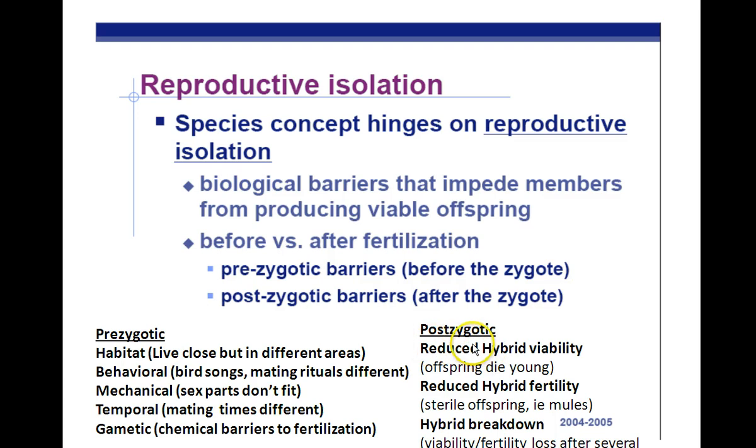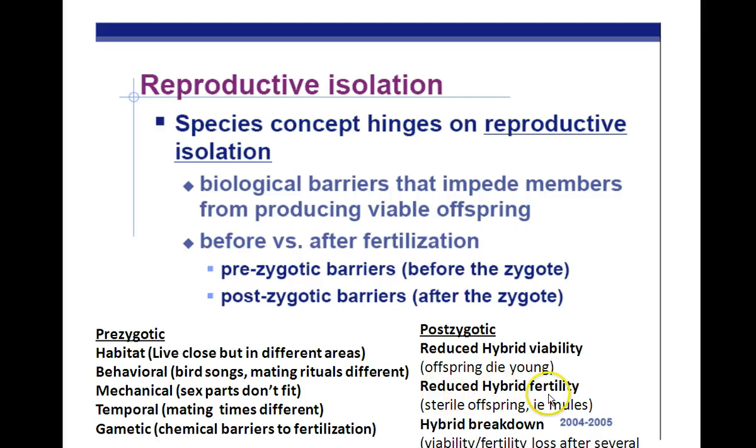A postzygotic barrier means that a zygote forms, but there's a problem with the zygote, and something happens that keeps those two closely related organisms separate. Reduced hybrid viability means the offspring die young. So the two closely related species can have children, like in the case of some salamanders, but their children die before reaching sexual maturity.